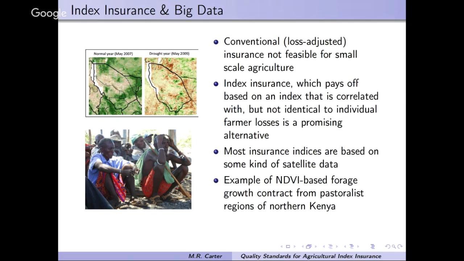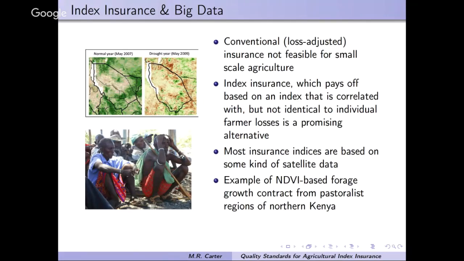The idea of index insurance is to get rid of this loss adjustment phase and to find an insurance index, which is the basis of determining payments. This index is correlated with the losses farmers experience, but not identical to the losses that the farmer experiences. If the index can be remotely sensed, as an example I'll give in just a minute, then you shortcut all these costs, which traditionally have made it impossible to sustainably offer insurance to the small scale farming sector. Most of current efforts to use index insurance are based on some sort of remote sensing or satellite data.